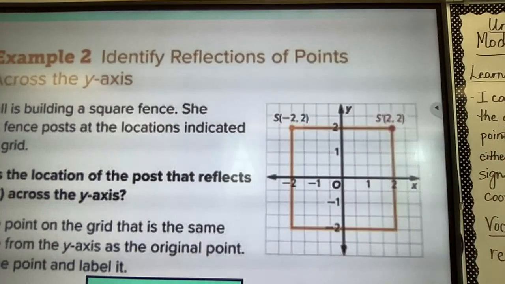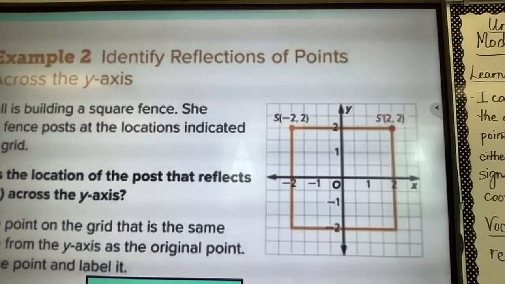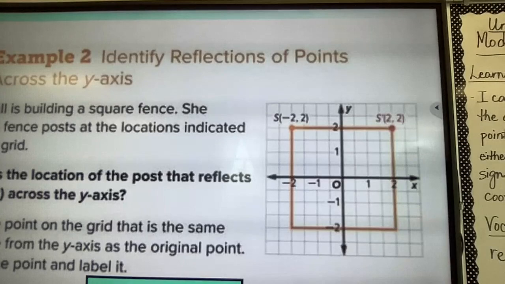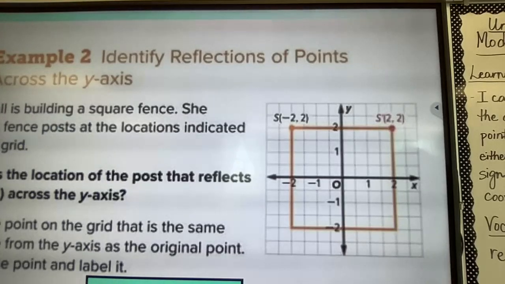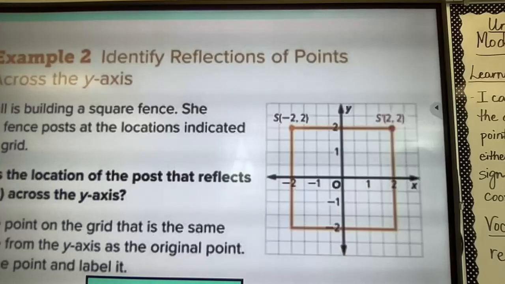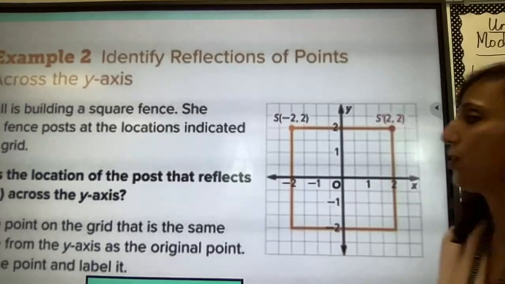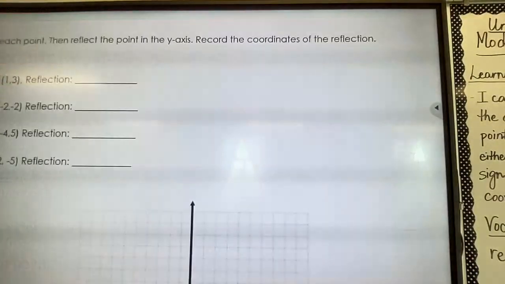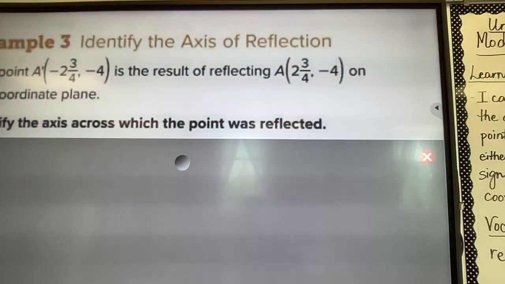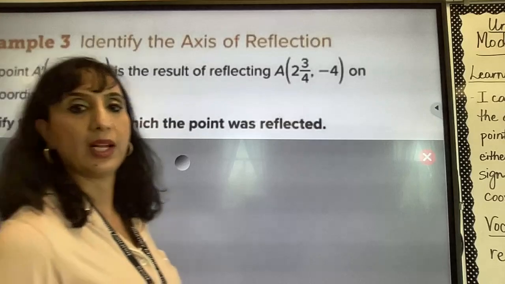All right, so once again, when the point is reflected across the y-axis, the y-coordinate stays the same and the x-coordinates are opposites. Okay, and then let's do one last thing. And we are going to identify the axis of reflection. All right, so let me go to my last problem over here. Let's look at this one.